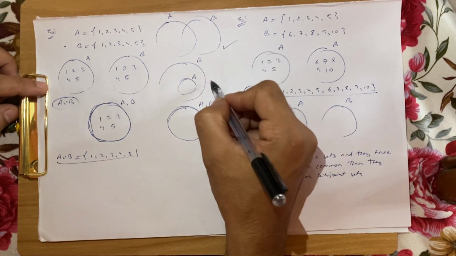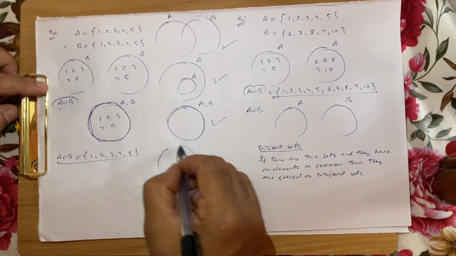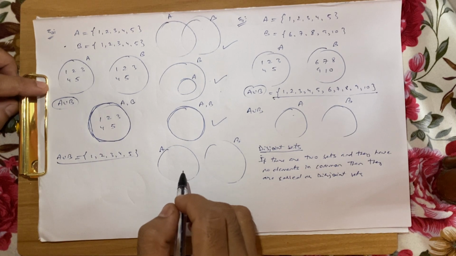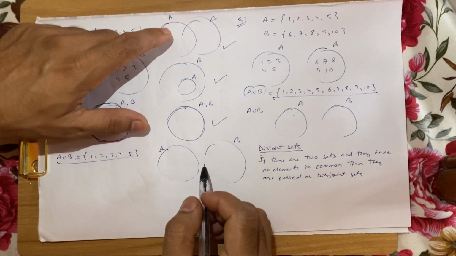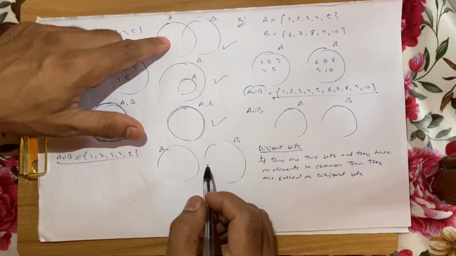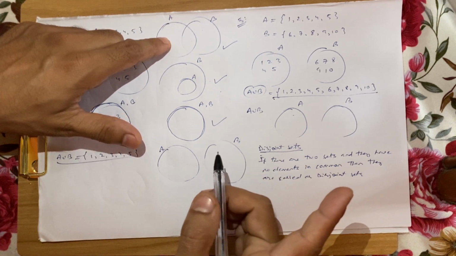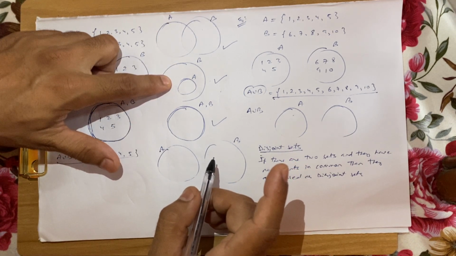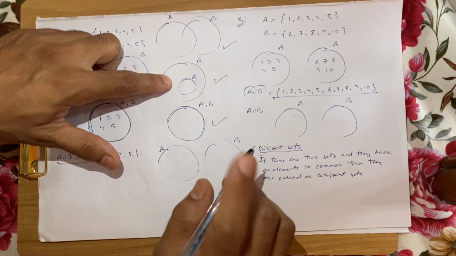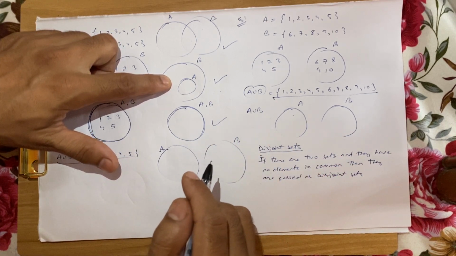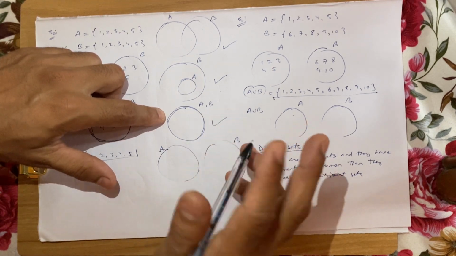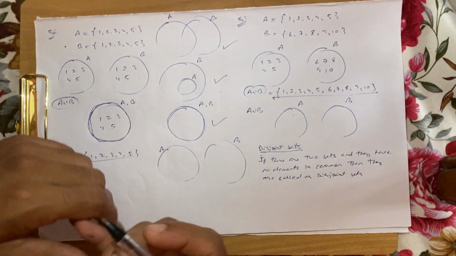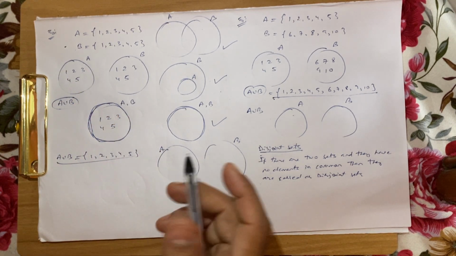This is the first one, this is the second one, this is the third one, this is the fourth one. The first diagram is when you combine two sets and both the sets have some elements in common. The second one is when you combine two sets and one set is a subset or a proper subset of the other. The third one is when you combine two sets and both the sets are equal. And lastly, the fourth one is when you combine two sets and both the sets have no elements in common, or they are disjoint sets.